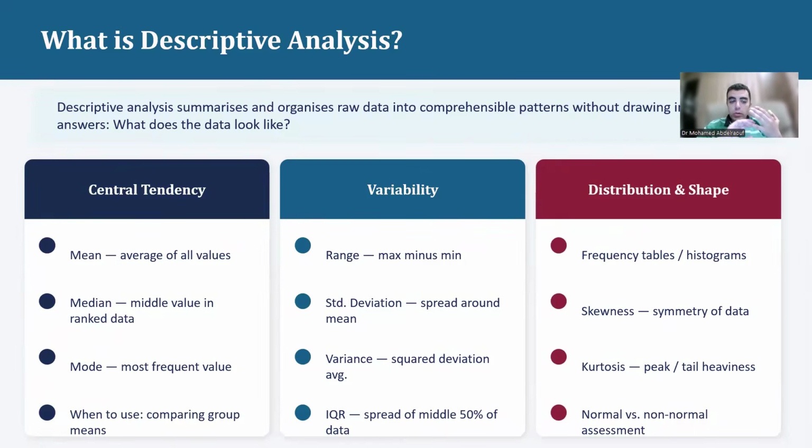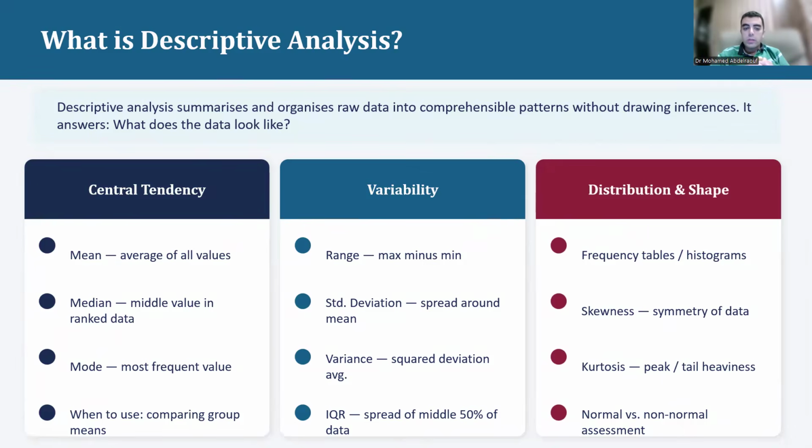It's important to learn that descriptive analysis summarizes and organizes raw data into comprehensible patterns without drawing inference. It answers what the data looks like: central tendency, variability, and distribution shapes. So we learn the mean, the median, the mode for sure, the range, the maximum, the standard deviation, frequency tables, histograms, skewness, and the direction of the studies, where it's going.